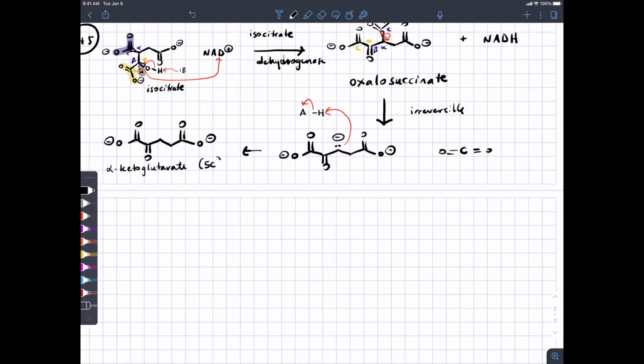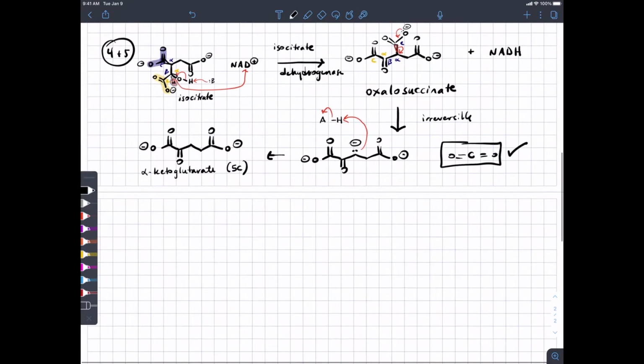It's 5 carbons long. So here's one of the CO2s. We can check that off our list. And after step 5, we're set up with an alpha keto acid to do another decarboxylation, only this time it's going to be oxidative, like we did in the pyruvate dehydrogenase complex. Okay, questions so far?